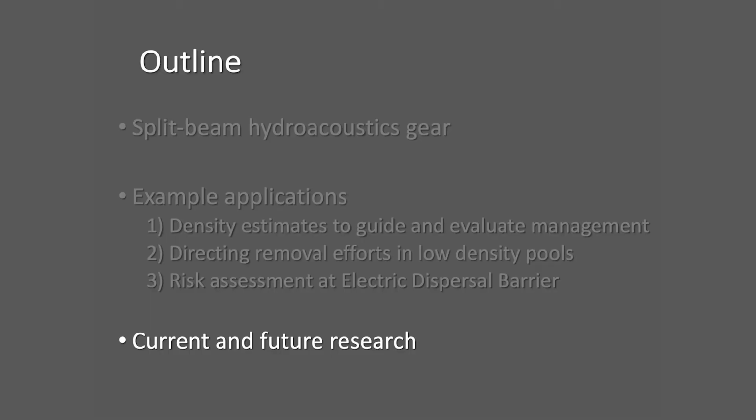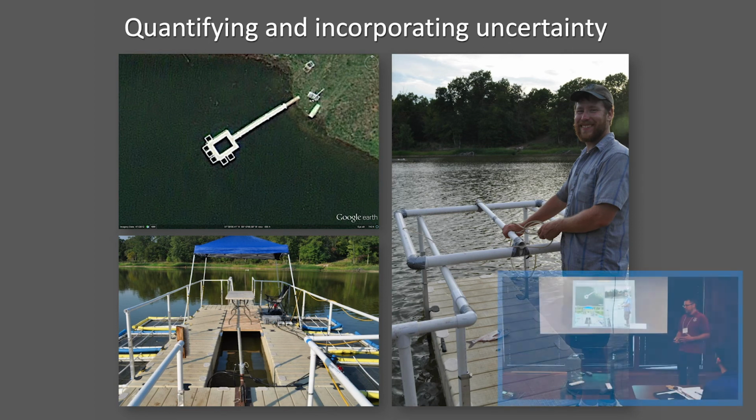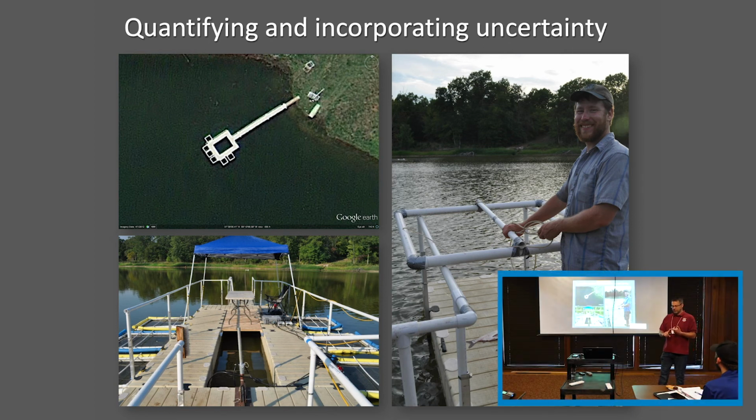So basically, the last slide: the big part of the current and future approaches to research is really to quantify and incorporate uncertainty across that entire process into our density estimates. There are certain relationships, for instance the target strength to body size relationships. There is uncertainty in that which is not being incorporated right now. It's just assumed to be a certain function that has no error around it.